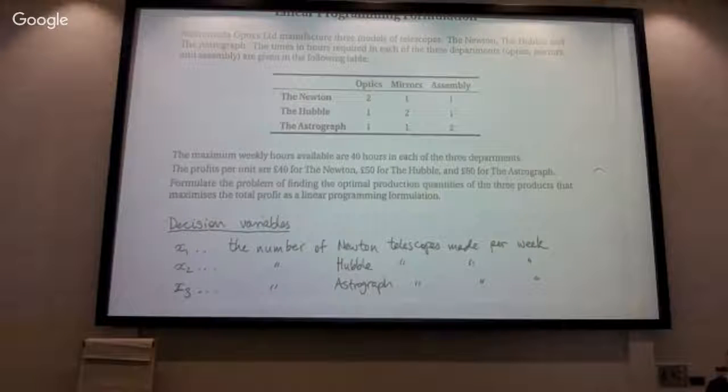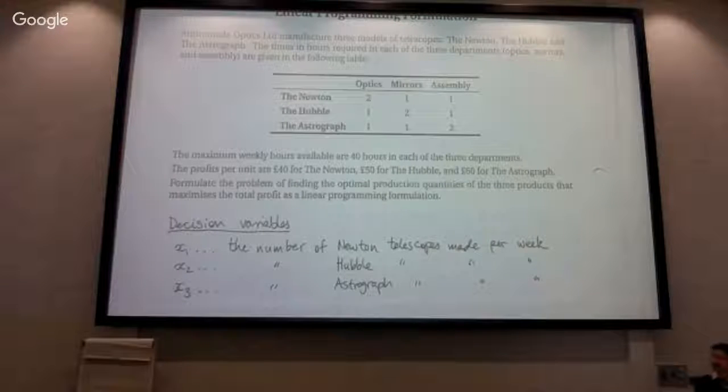Now, some people I know of have proposed putting the number of hours in the optics department as a decision variable. That doesn't work. If instead of these three decision variables, you put the number of hours in optics, the number of hours in mirrors, and the number of hours in assembly, you'd really struggle to get the formulation correct. It just doesn't work.